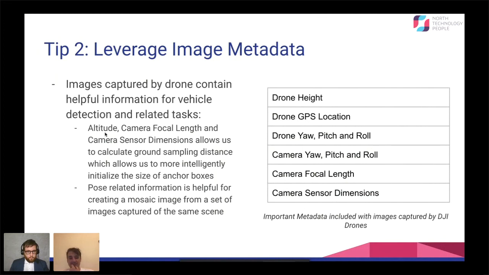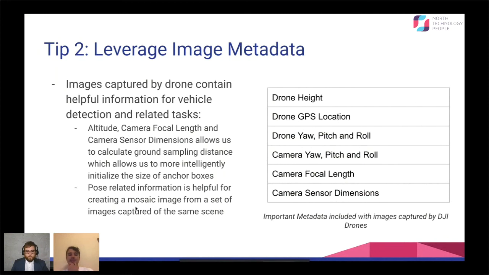One specific instance where I've leveraged this is that we could take the altitude, the camera focal length, and sensor dimensions and get a rough estimate of the ground sampling distance of our images, so that we can better initialize the size of anchor boxes for object detection models. So that's definitely something you might want to look into.